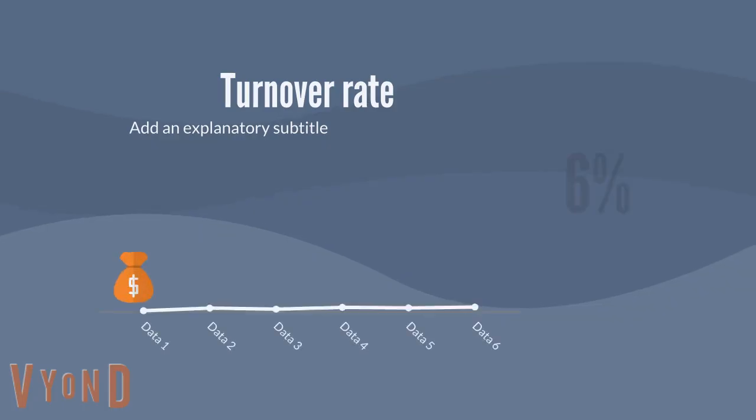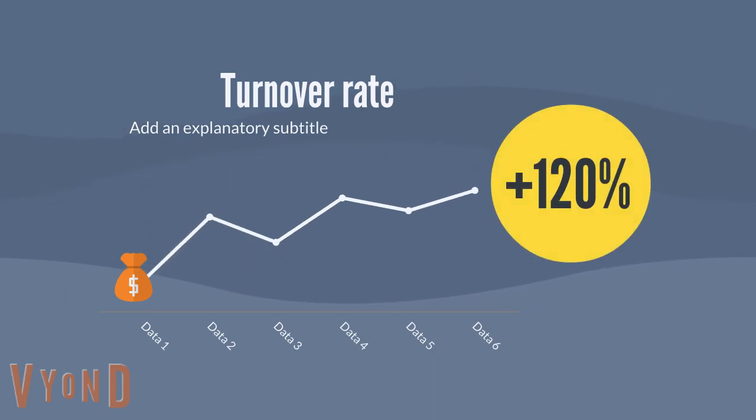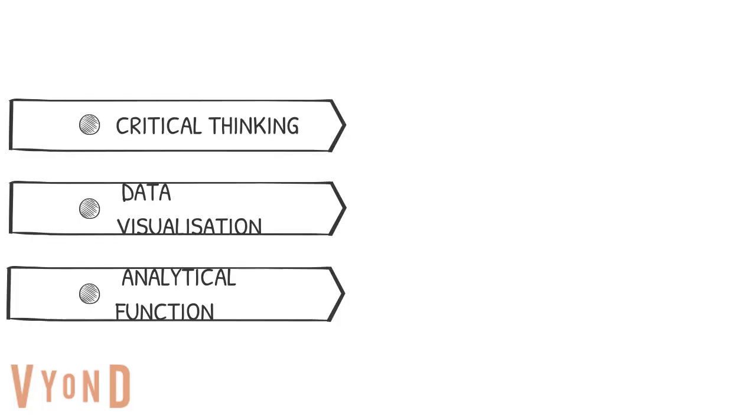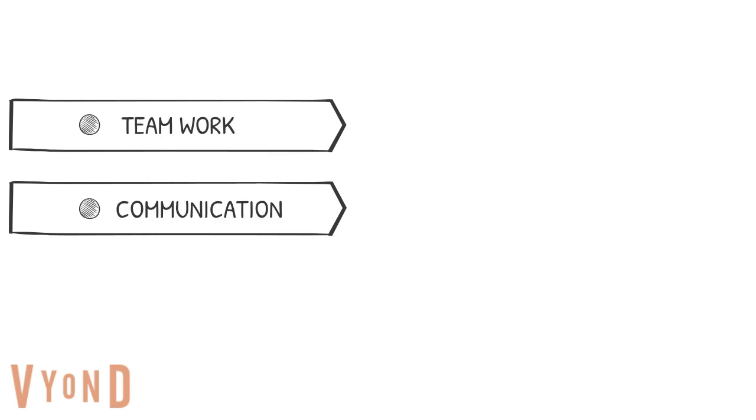Statistical analysis involves the process of collecting and assessing data and then summarizing the information into the numerical structure. Other data analysis skills include critical thinking, data visualization, the ability to understand the analytical function, teamwork, and communication.